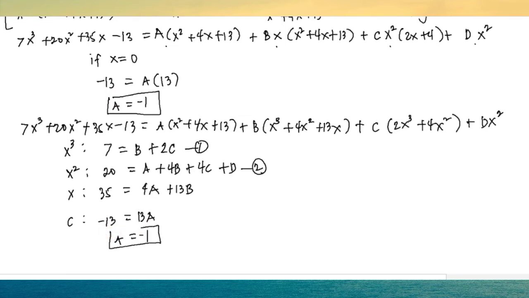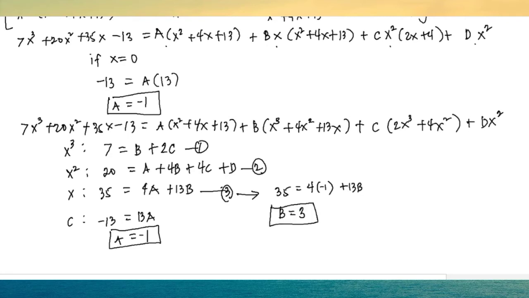So since we already have the value of A, we can substitute it here in our equation 3. And our equation 3 would be 35 is equal to 4 times A, which is negative 1, plus 13B. So B is equal to positive 3.